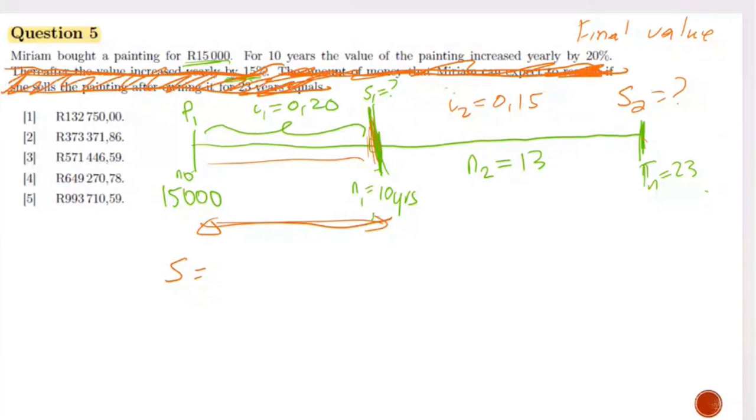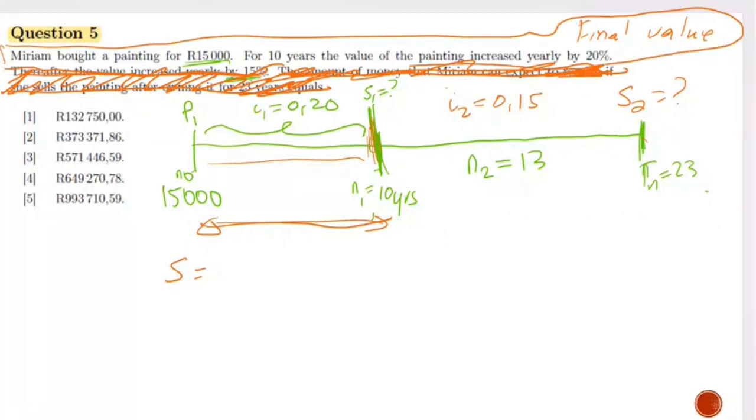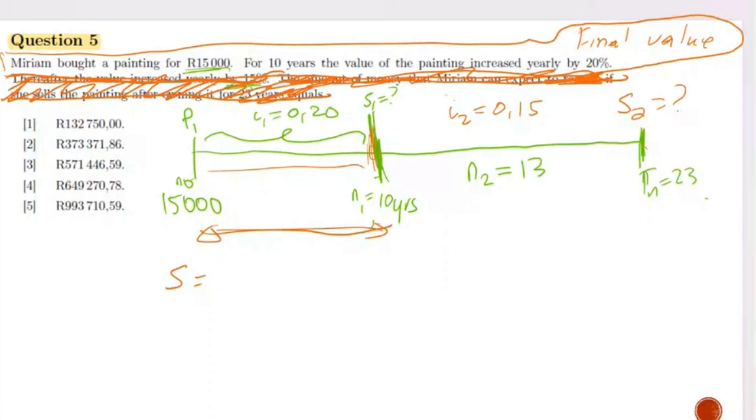This little part, would you say it is simple interest or compound interest? Let's use compound. Why? Remember, this is time value for money. You need to be able to take into account these things. Let's read the question. Miriam bought a painting for 15,000. That is your present value. We are happy with that.